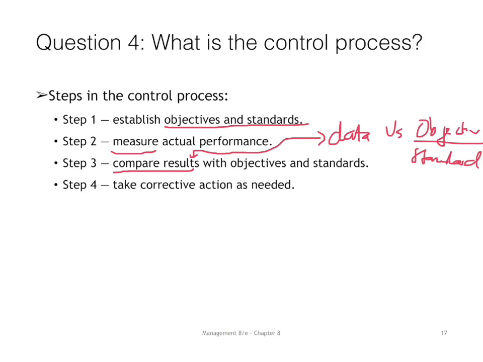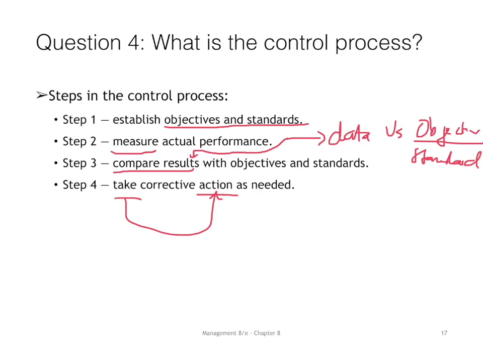And then finally in the control process we have to take corrective action. We have to take action. It must be corrective action if or when the measurement does not match the objective or standard. Okay, that is the control process. In process control is similar to in process control maybe.